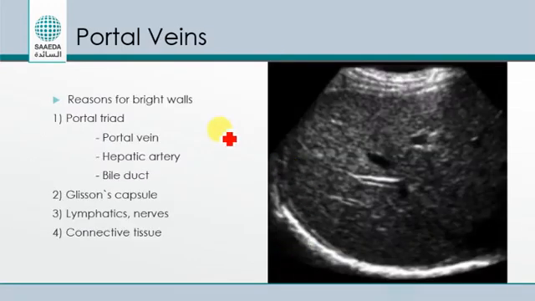As we said, the reason for the bright walls of the portal vein is the portal triad flowing with the portal branches, okay? In addition, there are other things like the Glisson capsule and the lymphatics and nerves and the connective tissue surrounding the portal veins. All of these together give the portal venous branches their echogenic walls.